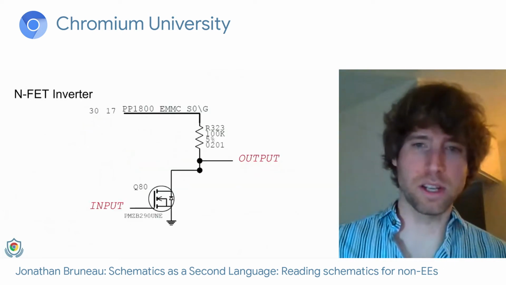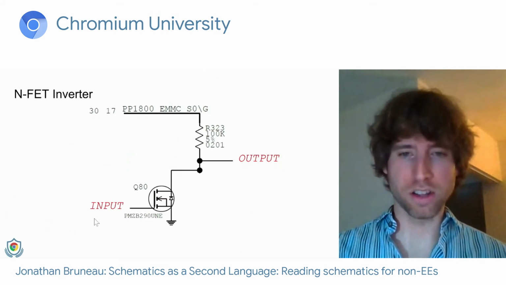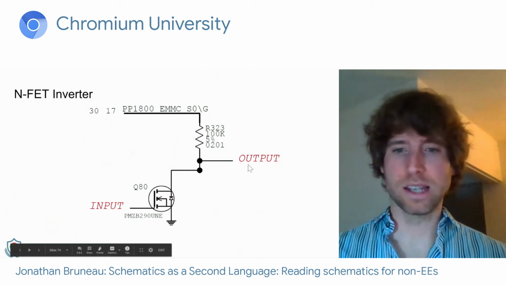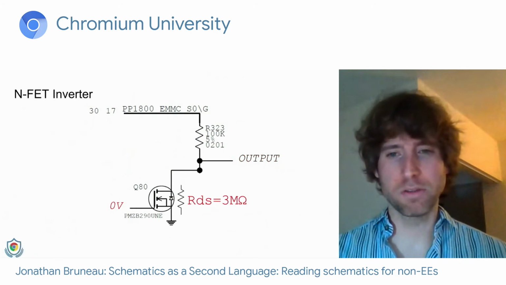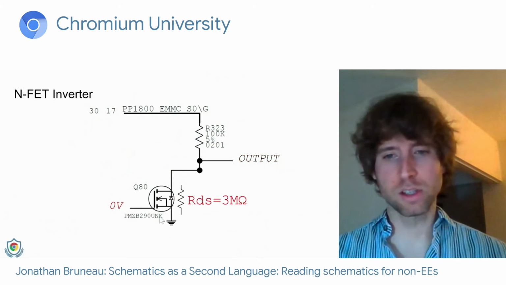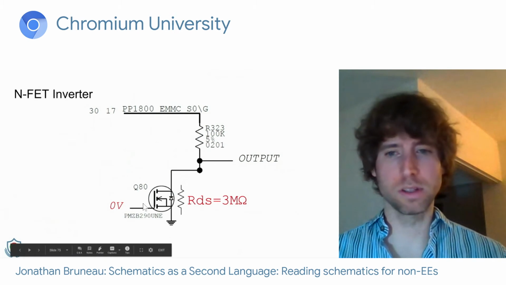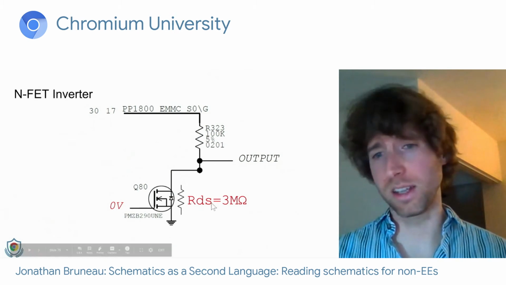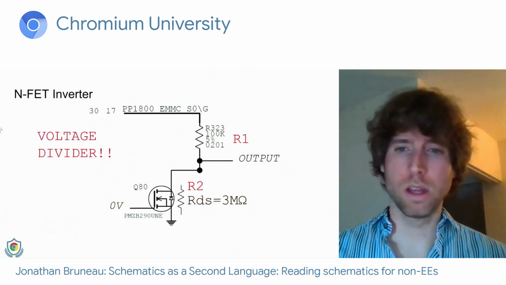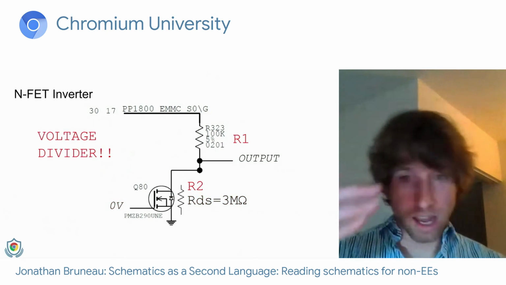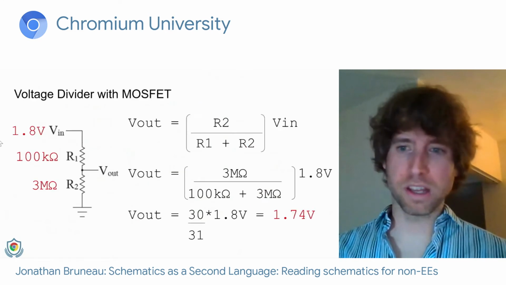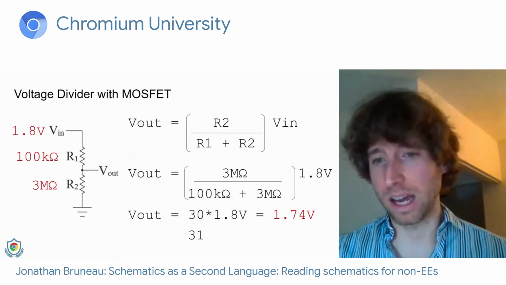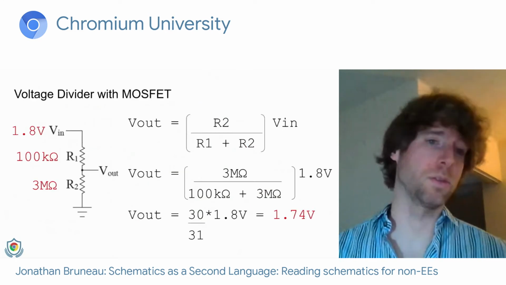Suppose I have this circuit here, and I'm going to call this side the input and that side the output. When I apply 0 volts on the input, I get a gate to source voltage of 0 volts. So I'm going to call the RDS 3 megaohms. What we have in effect here is a voltage divider, right? We have a resistor down here and we have a resistor up here. You plug in the math and you end up with V out equal to 1.74 volts.